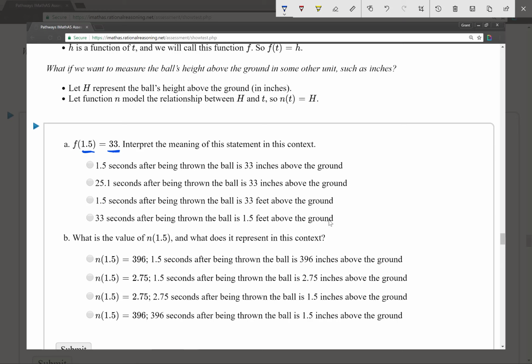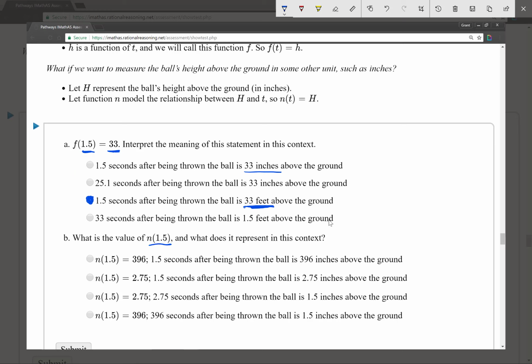So if we look at our options, we have two of them that refer to 1.5 seconds after being thrown. But the only difference is the reference to what the unit of measure is. In this case, we know that 1.5 seconds after the ball has been thrown, it's actually 33 feet above the ground, because the output of f is a height in feet. So in this case, this third option should be our correct answer.